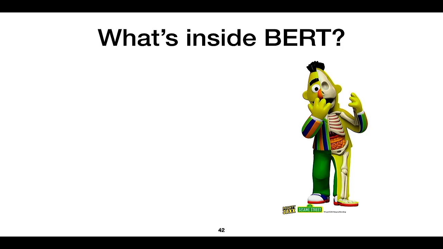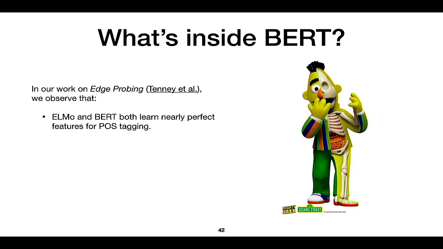So one example that I was an author on, this work from Tenney et al., we showed that ELMo and BERT both learn essentially perfect features for part-of-speech tagging, that they really seem to be implicitly doing part-of-speech tagging about as well as it's possible to do. Both models are learning pretty good features for both dependency and constituency parsing, but not perfect. And BERT is significantly better than ELMo. So one of the ways in which this seems to be a stronger model is in its ability to track sentence structure.